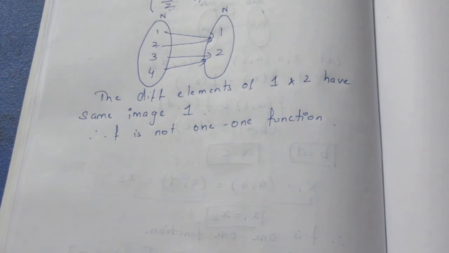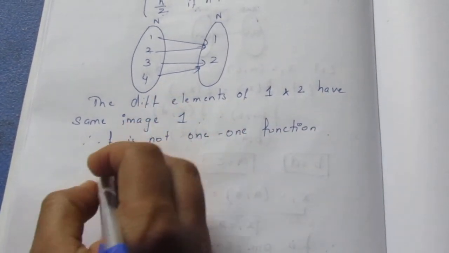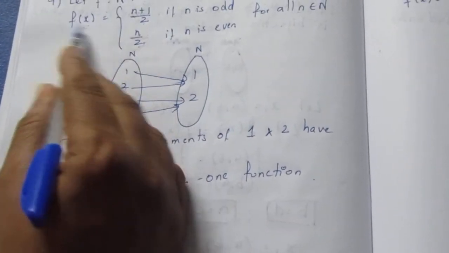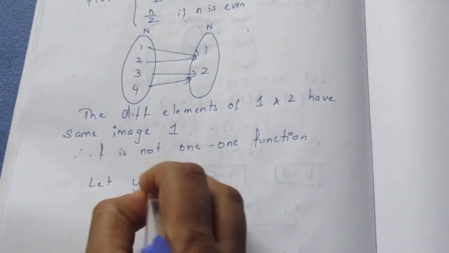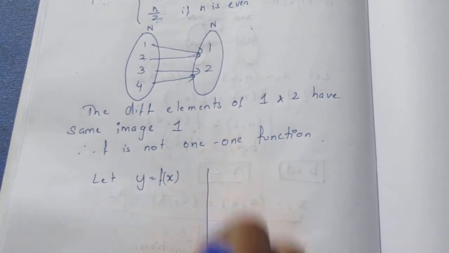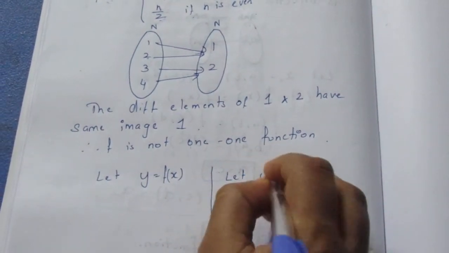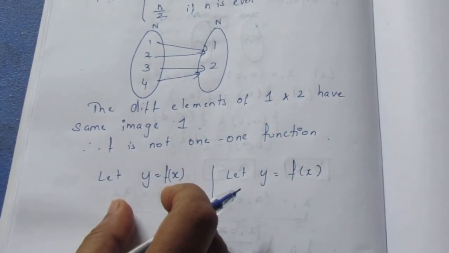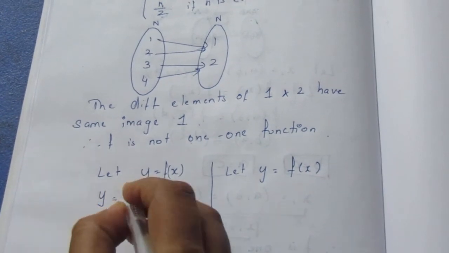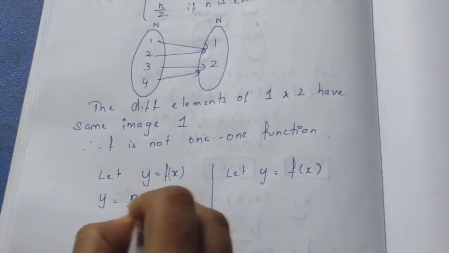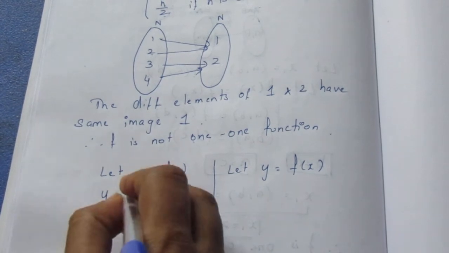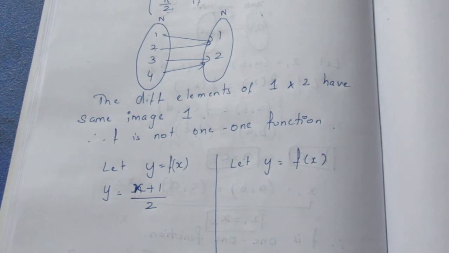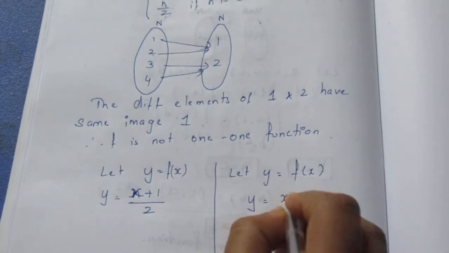Now we'll move on to onto function. For onto function, let me take the first equation first. Let y is equal to f of x. There are two f of x, so I am taking them separately here. For the first one, taking y is equal to, instead of f of x, I am substituting n plus 1 by 2. Here, as it is f of x, I am just substituting the value of x here. Same way for this, y is x by 2.